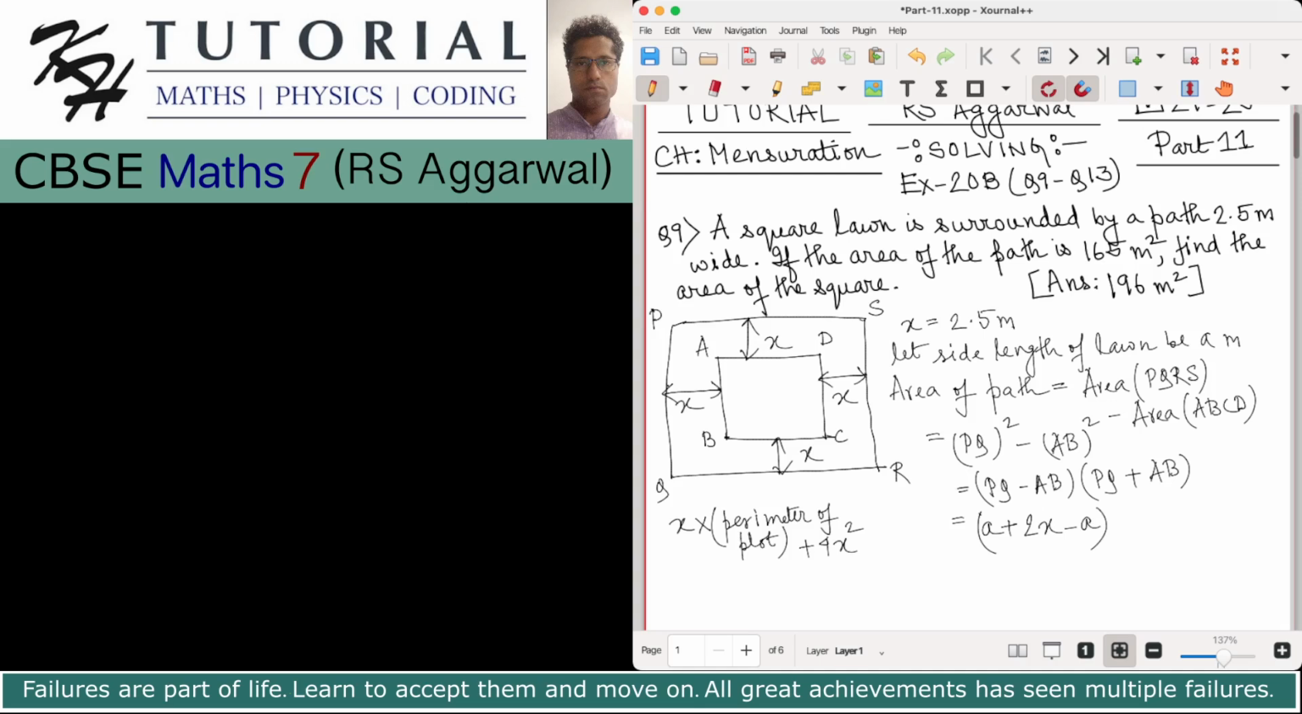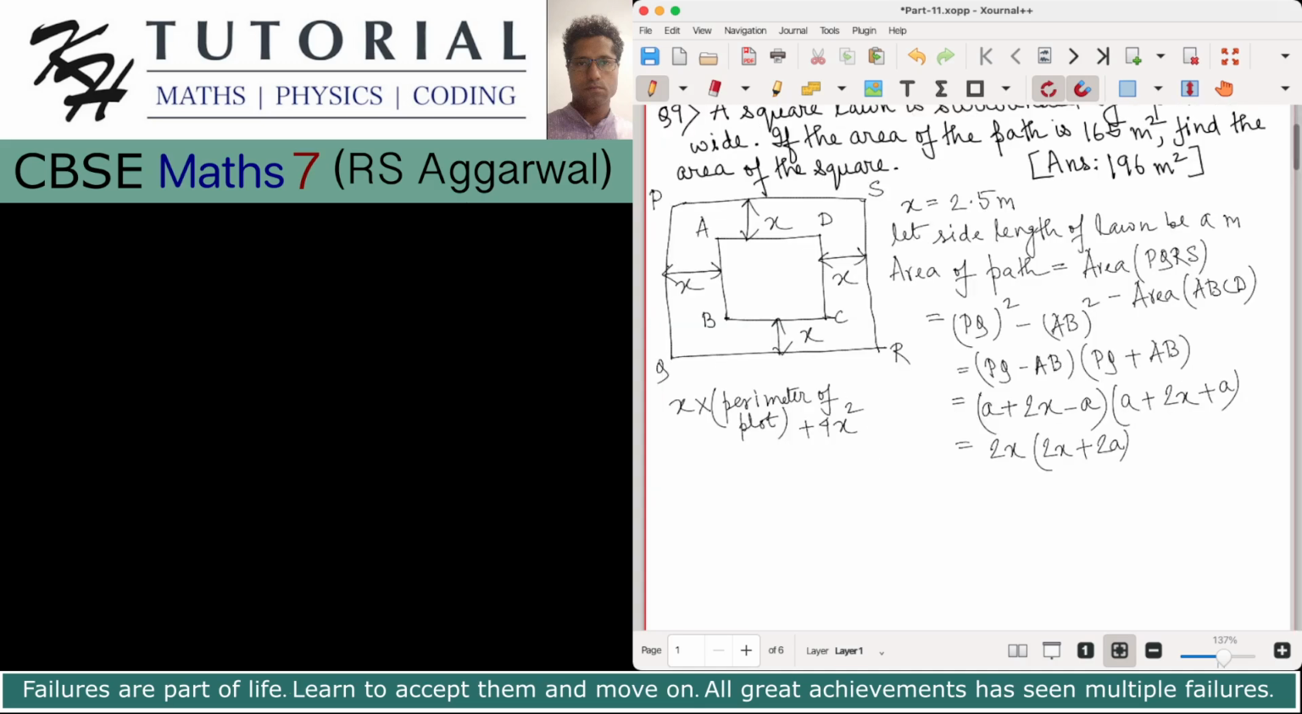Again the PQ plus AB, so we have a plus twice x plus a. So the a cancels out, we have twice x multiplied by twice x plus twice a. And we can take 2 common from 2x plus 2a, and we have 4x multiplied by x plus a.